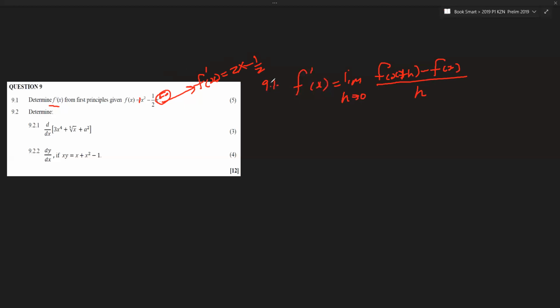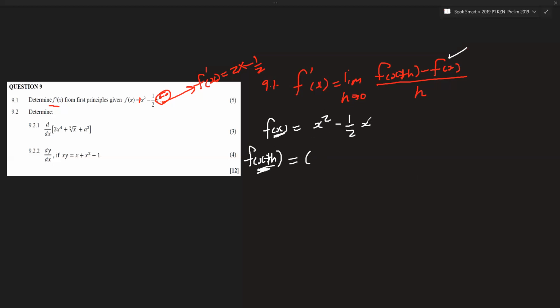Perfect. So now I'm going to start doing first principles. I know that my f of x is x squared minus half x, right? I know that I'm going to substitute this. Now let's find f of x plus h. F of x plus h means where there was x, we replace it by x plus h. It's still f of x, but where there was x, we're going to replace it with x plus h.